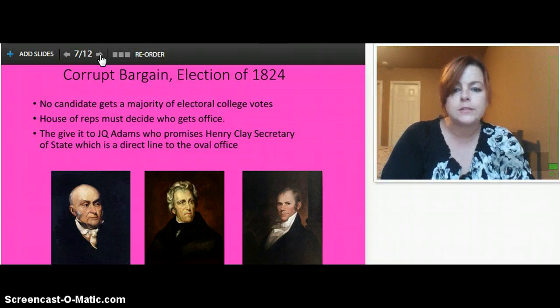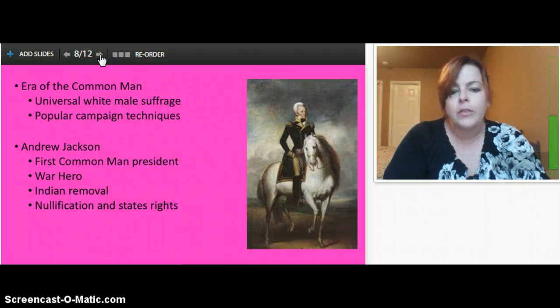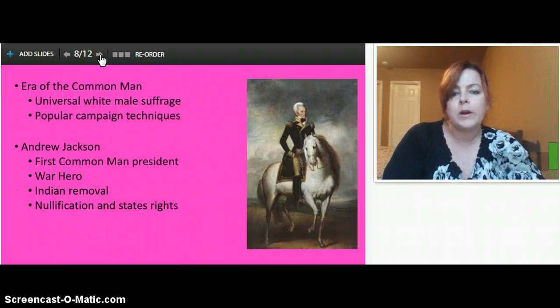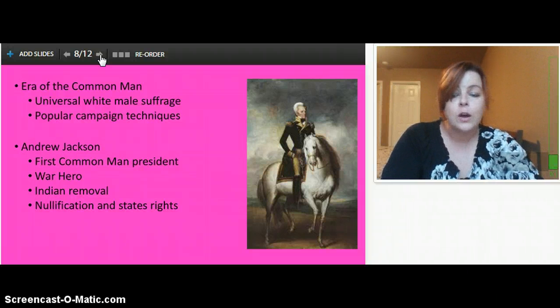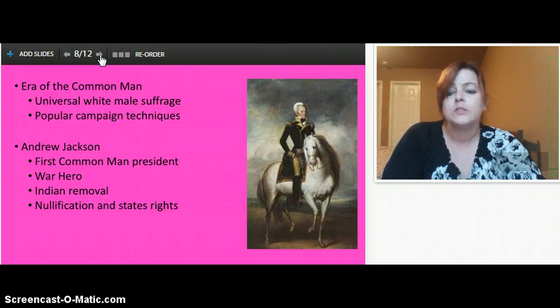Okay, so Andrew Jackson's definitely upset about that. So main things to know about Andrew Jackson, he ushers in the era of the common man. He is kind of our first common man president. And so how do we get this era of the common man? It's universal white male suffrage. All white men can vote. They've ended that property qualification for voting.